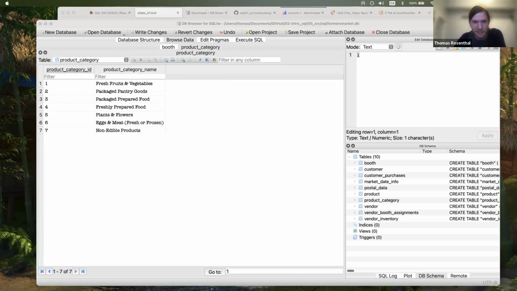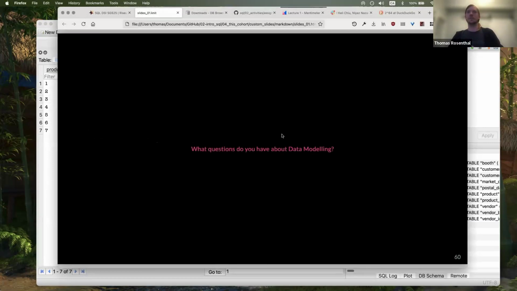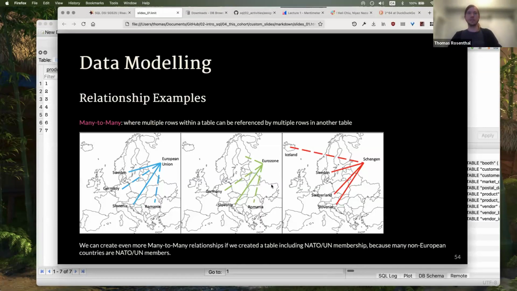Okay, let me go back to chat here. What if there's a table with only two foreign keys and a many-to-many relationship, similar to the euro? What would the primary key be? Yeah, so Noah, Noah's question is about our table here.